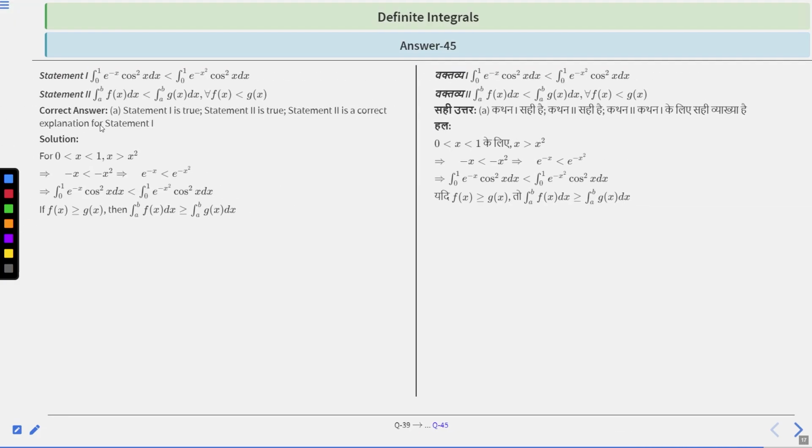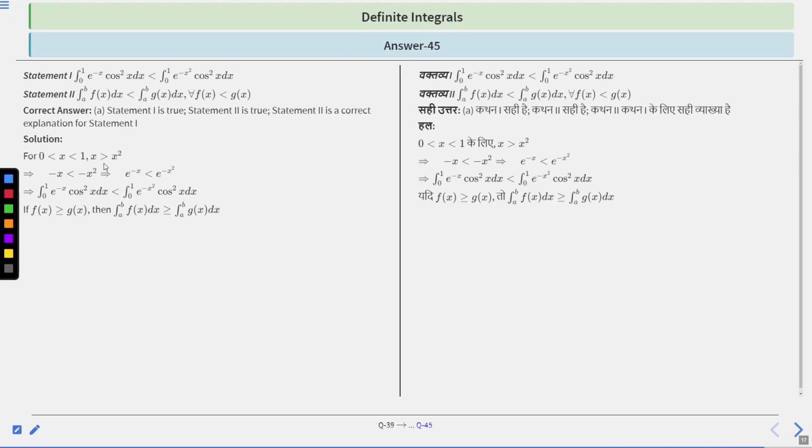Okay, let's move to the solution part. As x is from 0 to 1, therefore x is greater than x square, as we have discussed. Therefore, minus x will be less than minus x square. Therefore, e to the power minus x will be less than e to the power minus x square. So the integral of 0 to 1 of e to the power minus x cos square x dx will be less than the integral of 0 to 1 of e to the power minus x square cos square x dx.